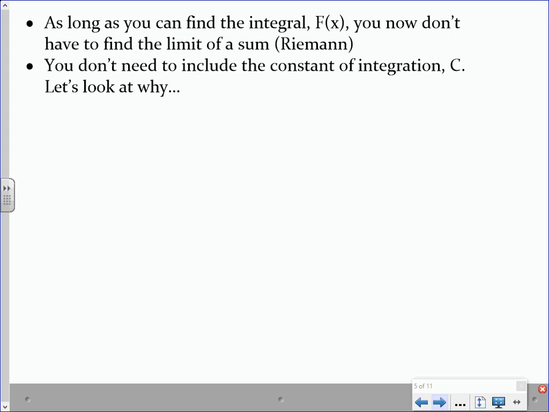Why? You already have a value you're plugging in. Okay. And we're plugging in two values, correct? And we are subtracting them. Okay. So let's just say we did. Oh, I know. Because the c is in both, we'll subtract the c out.